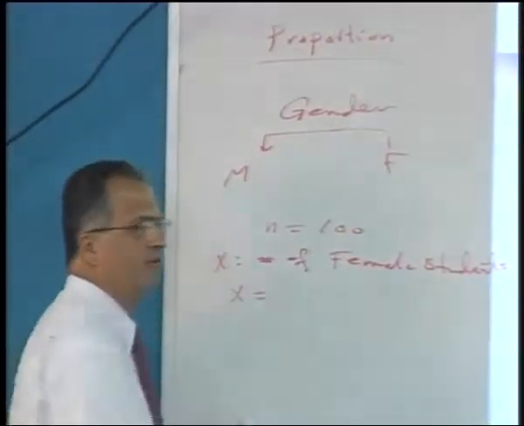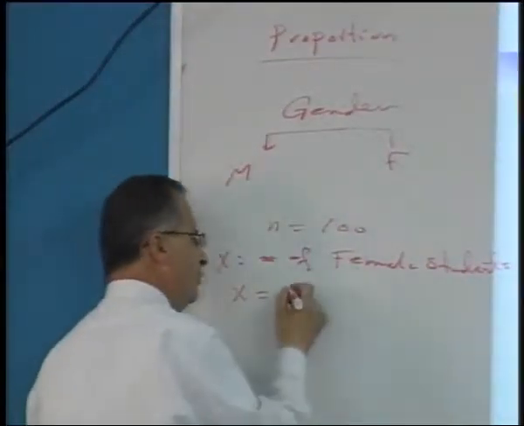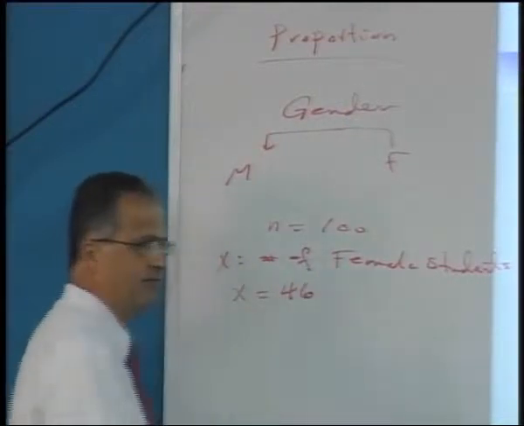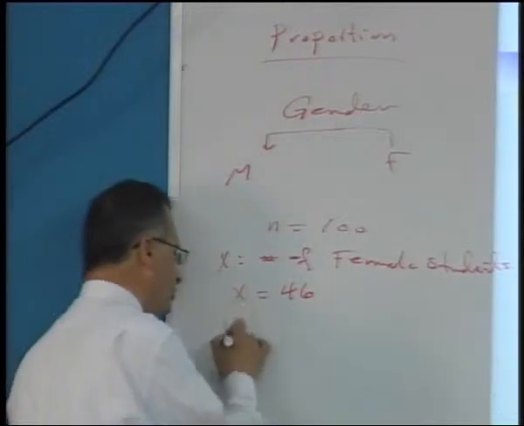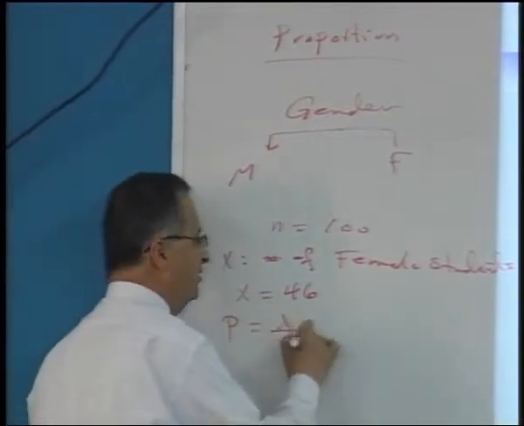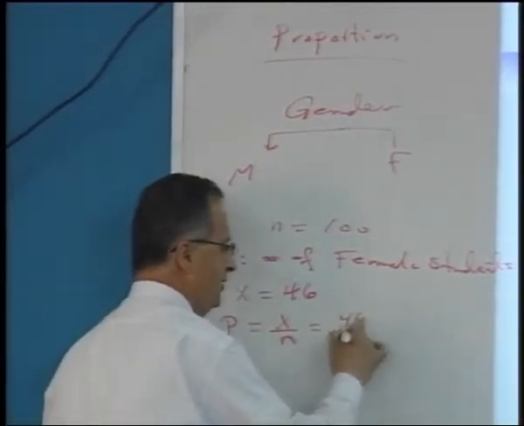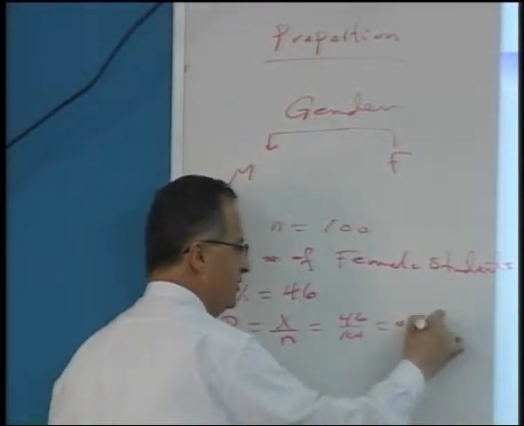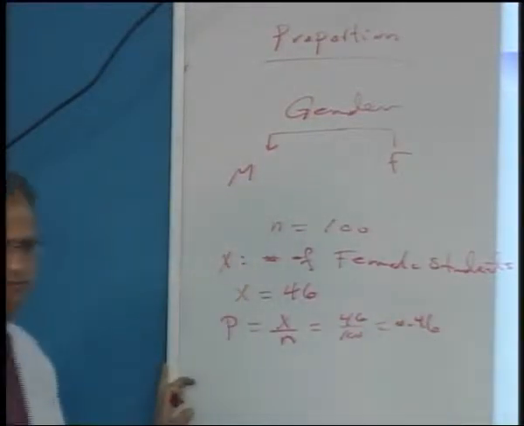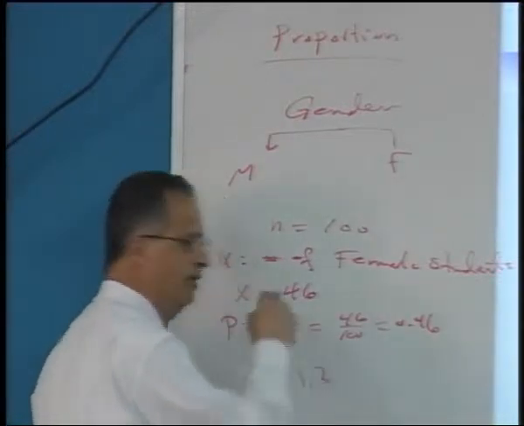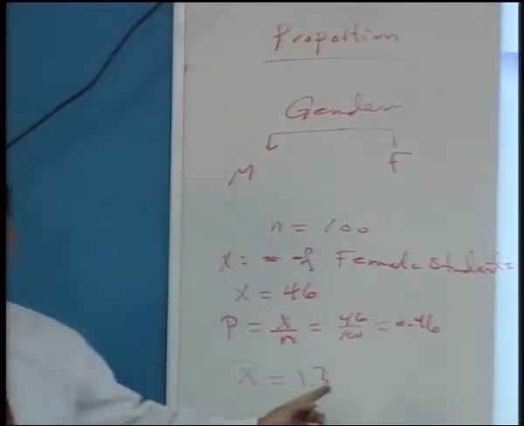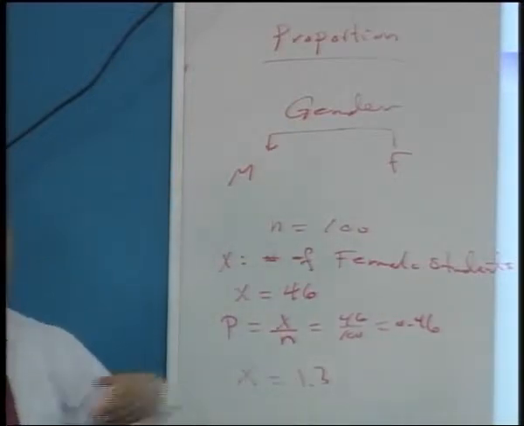And the sample has, for example, 46 females. So now your proportion is x divided by n. 46 divided by 100, so 0.46. You cannot say, for example, the average of gender is 1.3. It has no meaning that the average is 1.3.